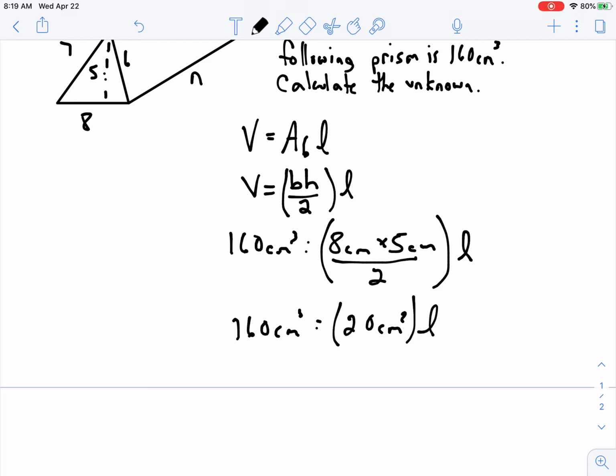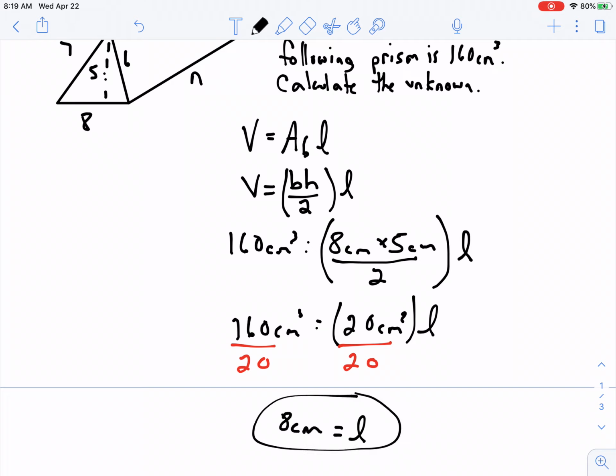And to solve this, again, I'm simply going to use my algebra. I want to get L by itself. I'm going to divide both sides by 20. And my length turns into 160 divided by 20, which is 8 centimeters again. So those are the steps I'm going to go through. I'm using that volume formula, and I'm simply substituting in the variable that I'm missing.